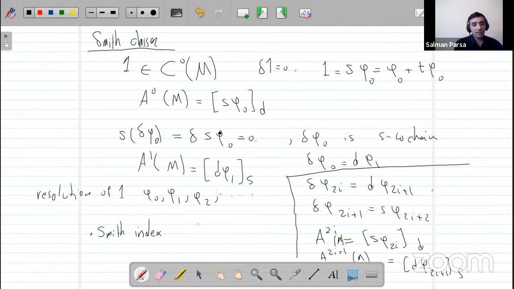And the Smith index: you look at these Smith classes, and they are non-zero up to some dimension. Then, for instance, let's say the last one is some j, and j plus 1 is then the Smith index of k. So it's the first integer where the Smith class of that dimension is 0.